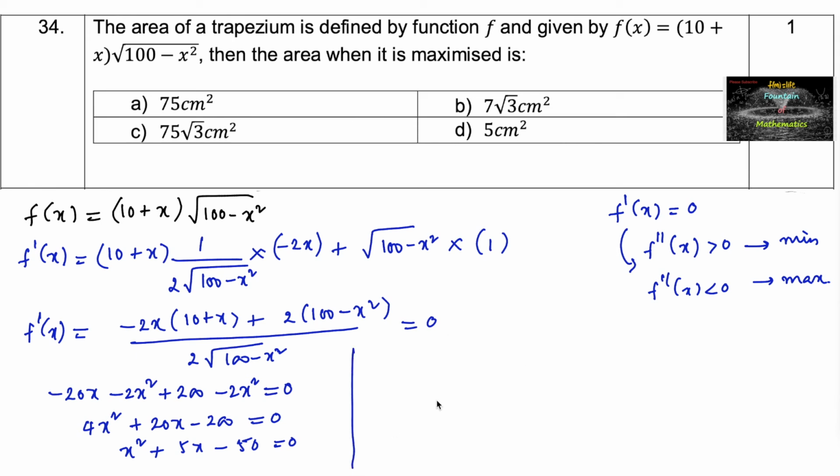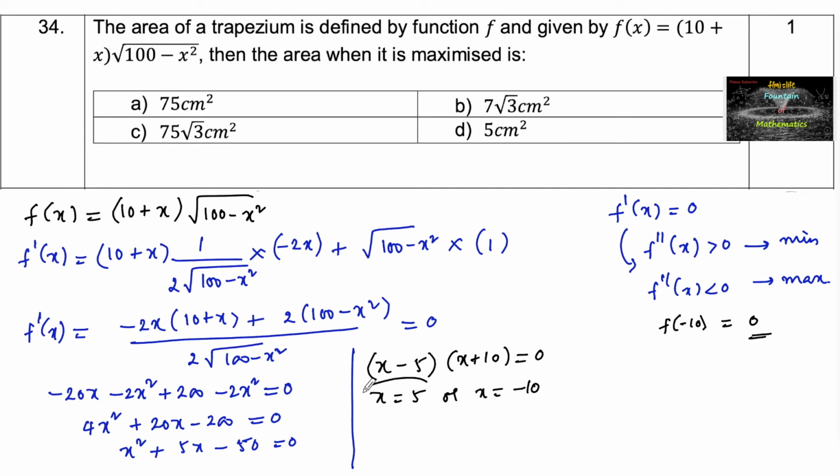On factorizing, we can write here (x minus 5) into (x plus 10) equals 0. So either x is equal to 5 or x is equal to minus 10, and clearly for x equal to minus 10 in the given function, f of minus 10 is equal to 0, which means the area function is 0, so it cannot be maximum.